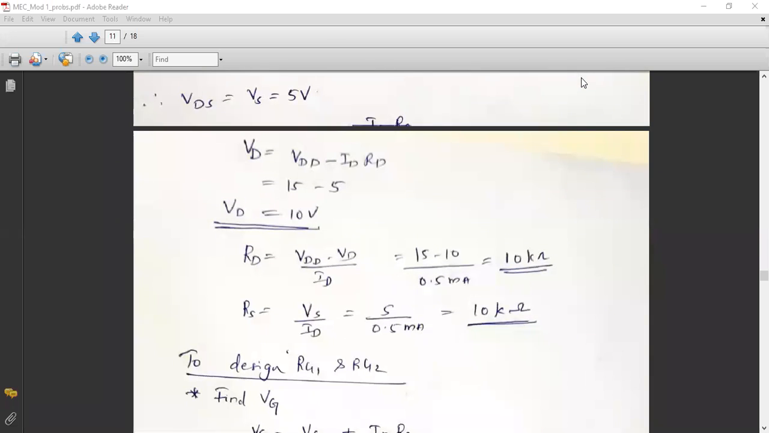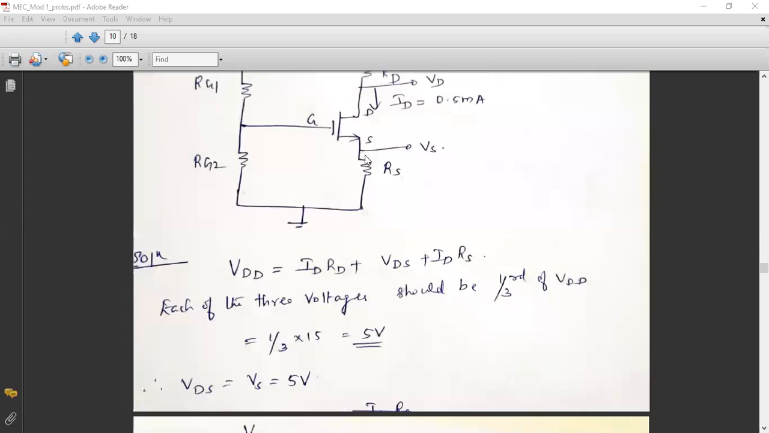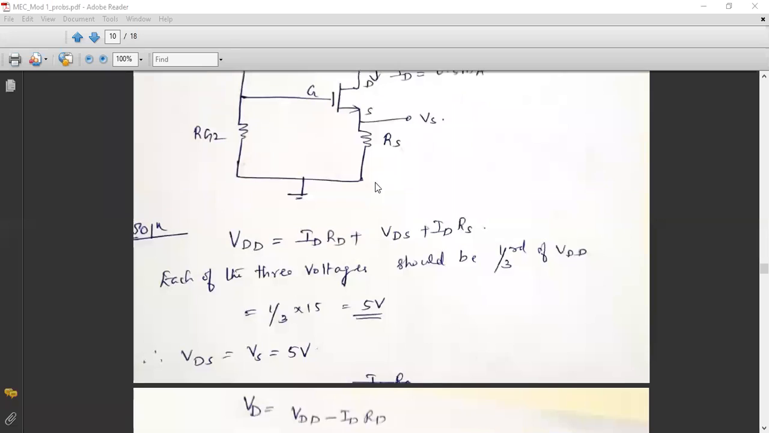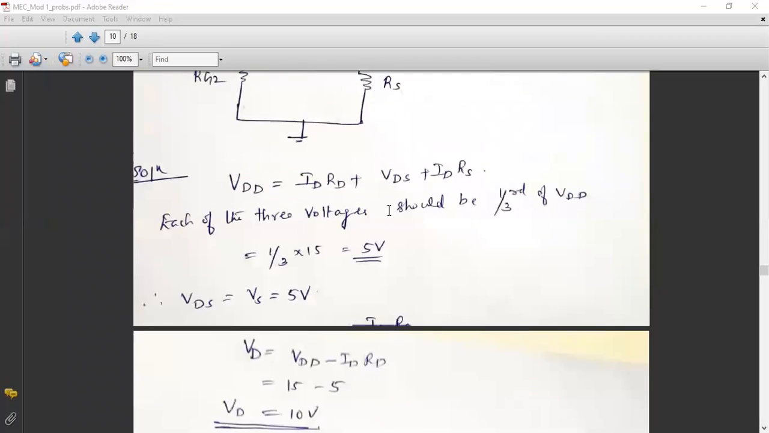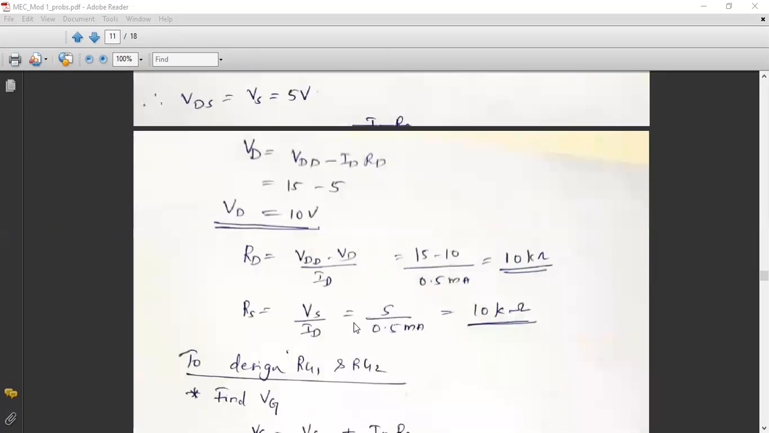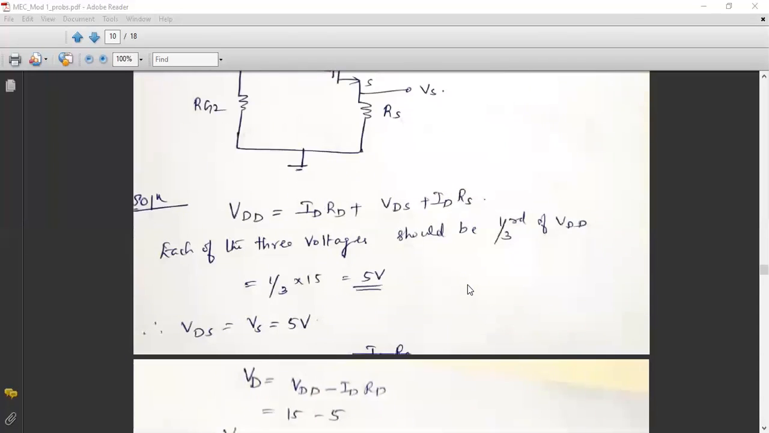RS is VS by ID. Why VS? Yes, RS is also 10 kilo. Why VS only? Because you can see that RS is connected to ground, between VS and ground. So VS minus 0 divided by ID. The same drain current is flowing through RS as well. So VS minus 0 divided by ID, that is VS by ID, 5 by 0.5 milliamps, which is equal to 10 kilo ohm. See that the current is in milliamperes, so the resistance will be in kilo ohms.